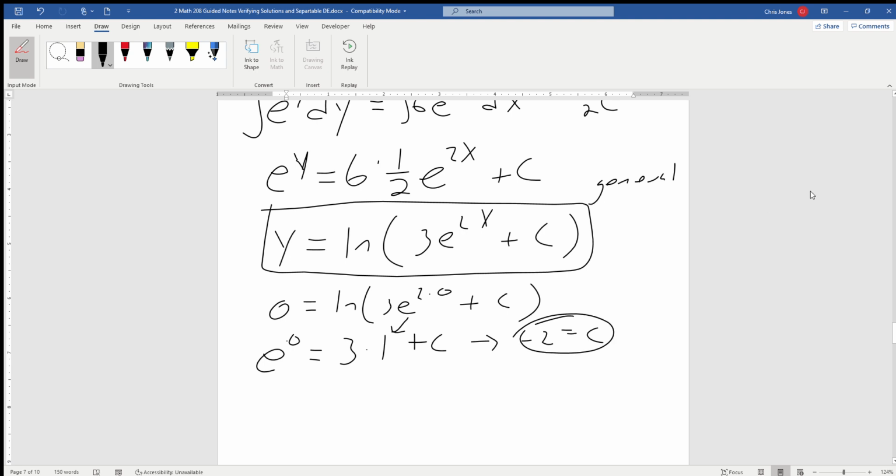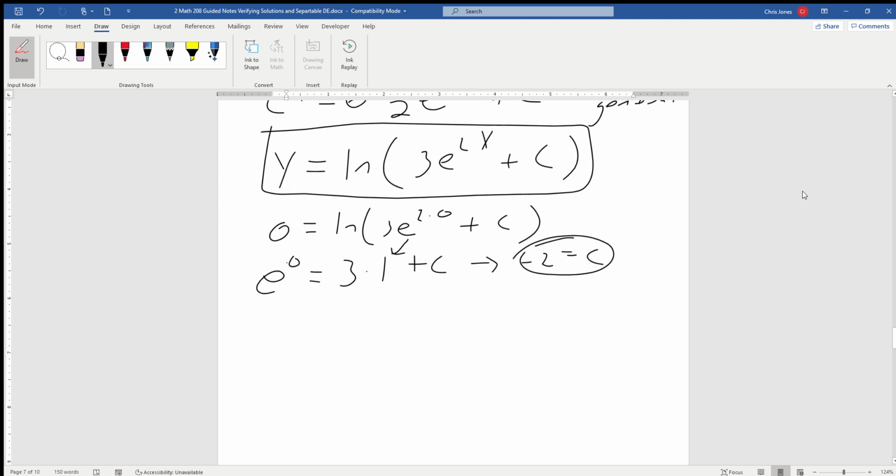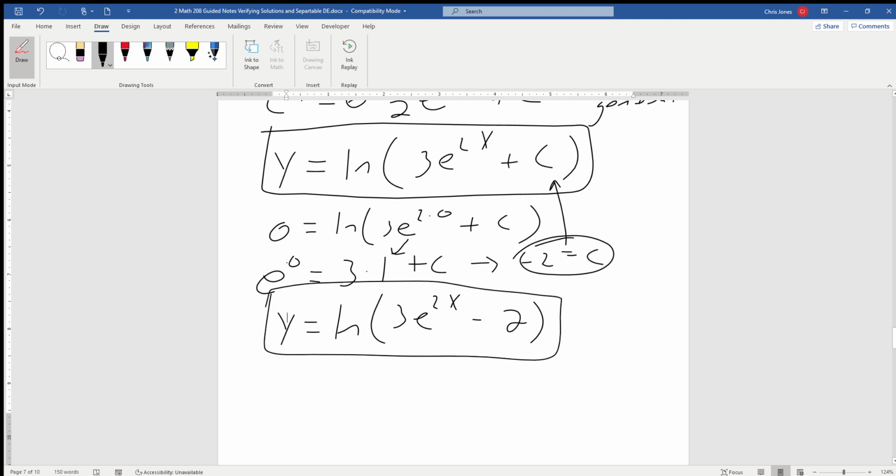Now we get to our particular solution, where we just substitute back in for c. And y is going to be equal to the natural log of 3e to the 2x minus 2. That's our particular solution for this differential. In other words, that's the specific curve that satisfies the differential.